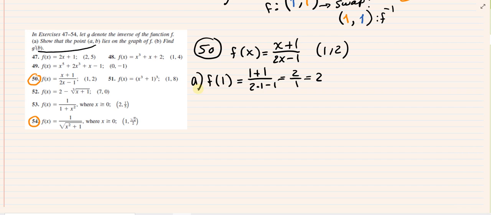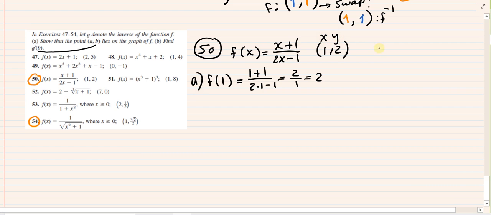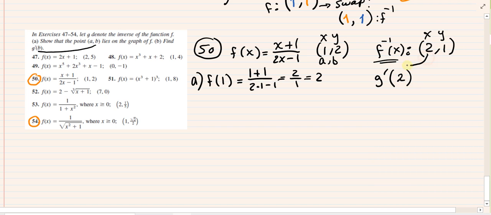Now remember, for the inverse function, you switch the x and the y. This is the (x, y) for the function. When we look at the inverse function, actually the point's going to be (2, 1), right? This is going to be the (x, y) of the inverse function because we switch them. And part B says find g prime at b. So we want to find g prime at, this is a and b. Do we want to find g prime at 2? There you go. That would be b, which is the y of the function, would be the x of the inverse function, right? And that's what we want to do.